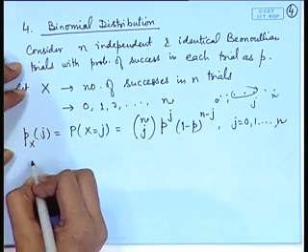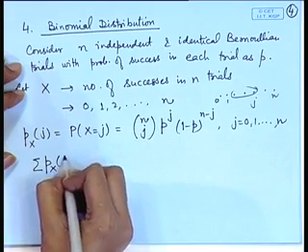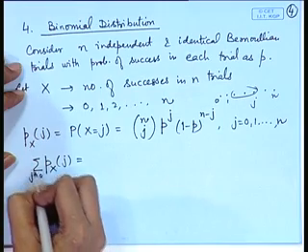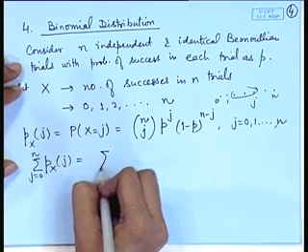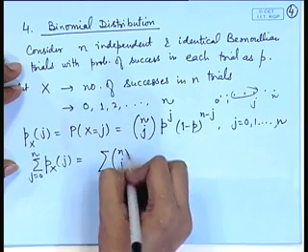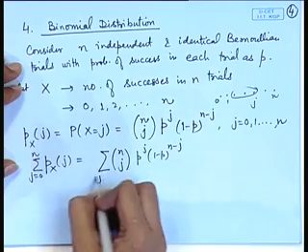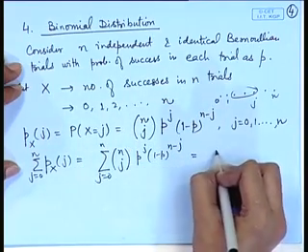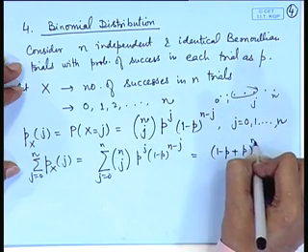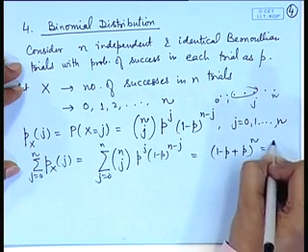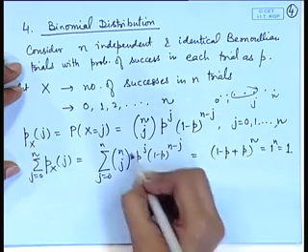Let us look at various properties. Whenever we write down a probability mass function, we should ensure that the sum of the probability mass function over the required range must be equal to 1. So, if we consider the sum of the binomial probabilities, this is equal to (1 - p + p)^n, which is equal to 1^n, that is equal to 1. So, this is basically the binomial expansion of (1 - p + p)^n.